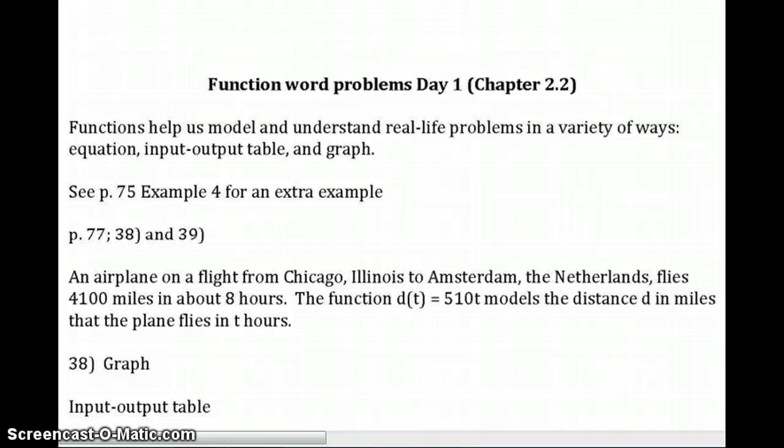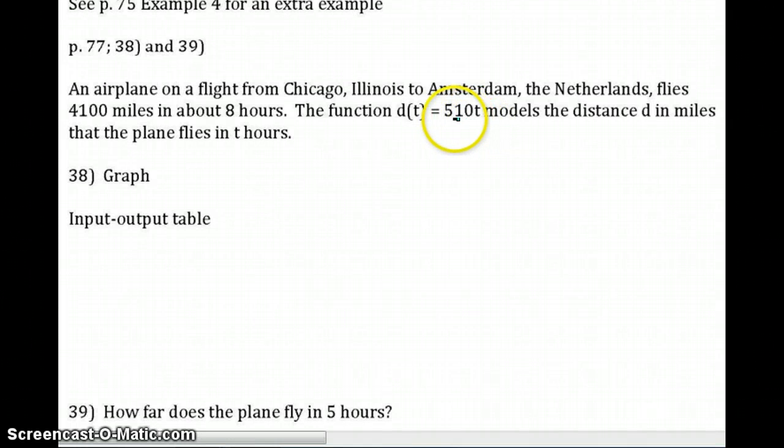An airplane on a flight from Chicago, Illinois to Amsterdam, the Netherlands, flies 4,100 miles in about 8 hours. The function d of t equals 510t models the distance d in miles that the plane flies in t hours. Now, they give us the equation, and so it's quite simple. What this means is that it's flying 510 miles per hour for t number of hours, and that'll give us the distance. And so we're going to go ahead and do the input-output table.